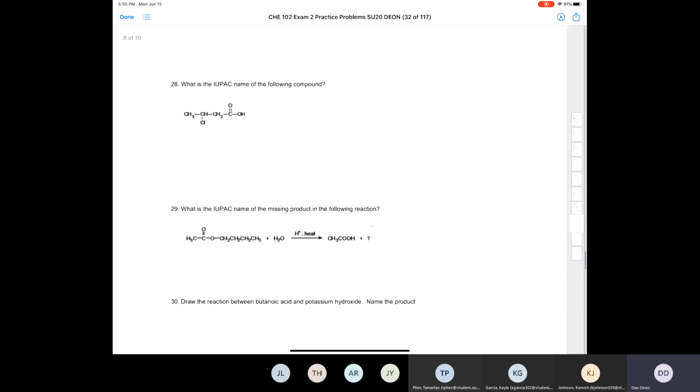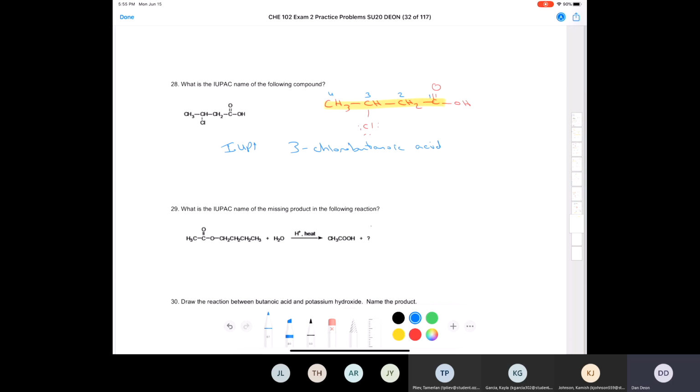It says here, come up with an IUPAC name for the following compound. It's not very big, is it? Could redraw it like this, CH3, CH, methylene. So right away, you can see it's some derivative of butanoic acid, because we see that our longest carbon chain has 4 carbons in it. And then we have a chlorine on carbon number 1, 2, 3. So this must be 3-chloro-butanoic acid. That would be the IUPAC name.